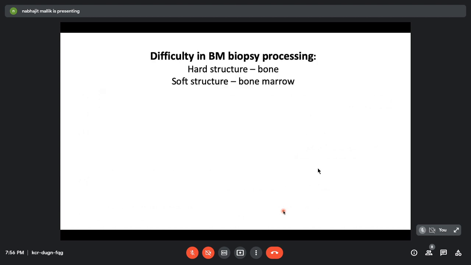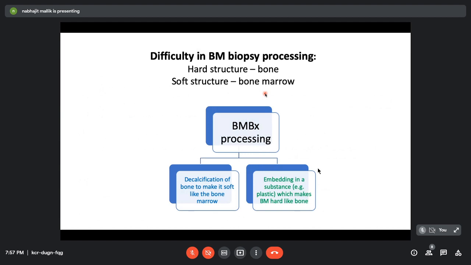Now, why is there this difficulty in bone marrow processing? That is because the bone marrow tissue, the trephine biopsy that we take out, has a hard structure, that is the bone, and also a soft structure, that is the bone marrow. So how do we do the bone marrow processing? There are 2 ways of doing it. One is to make the hard structure, that is the bone, soft by decalcification, to make it soft like the bone marrow. The other technique is that we embed the bone marrow in a hard substance like plastic, which makes the bone marrow as hard as the bone. So both of these can be done. However, plastic embedding is not very commonly done, especially in India.